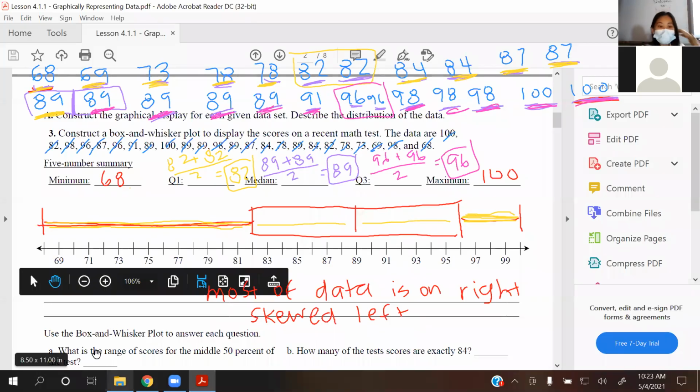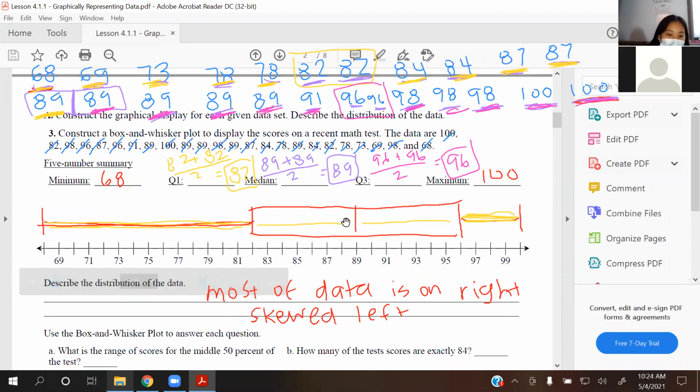Okay, so this first question says, what is the range of scores for the middle 50% of the test? Each of these little sections has 25% of your data because they're all equal, each 1/4 of your data, since there are four little sections. So if you want the middle 50%, that's the box. This is 25%, this is 25%, and this is 50%. So what is the range for the middle 50% of the test?